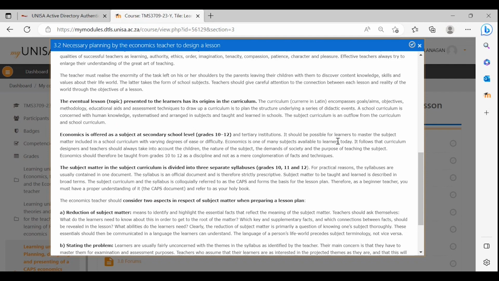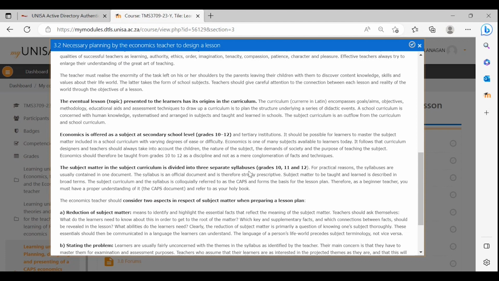Economics is one of the many subjects available to learners today. It follows that curriculum designers and teachers should always take into account the children, the nature of the subject, the demands of society, and the purpose of teaching the subject. Then the subject matter in the subject curriculum is divided into 3 separate syllabuses, grade 10, 11, and 12. And when you teach, you must be aware of who you are teaching. Maybe you have all 3 grades to teach, and you can easily get confused about what you teach to which grade.